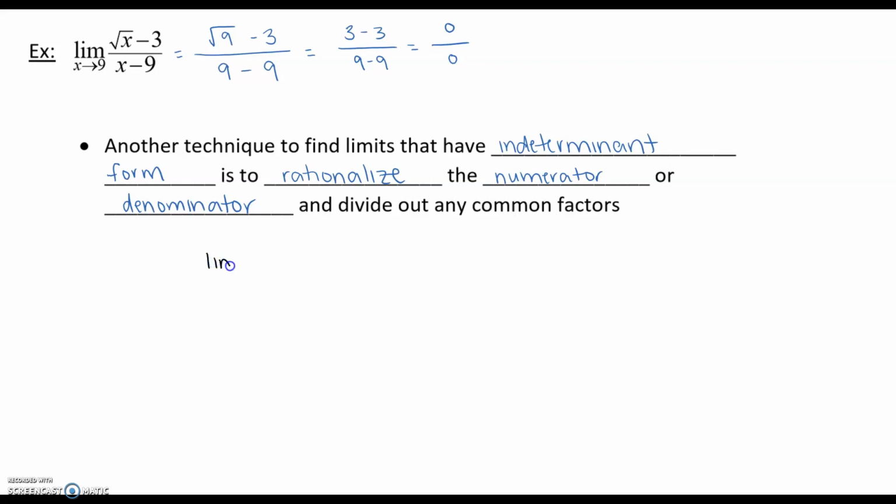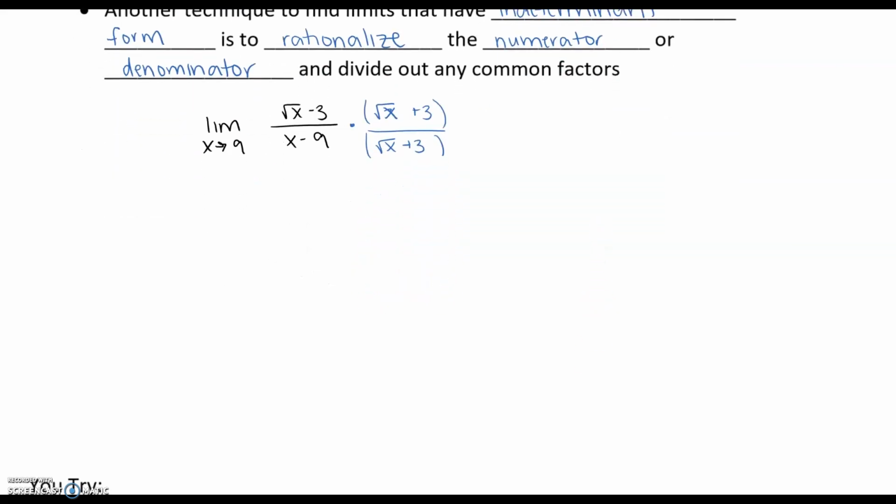I'm going to rewrite this. Okay, if we're going to rationalize, we want to multiply by the square root of x plus 3. Remember, we're changing the sign. And the idea of rationalizing is so that we get rid of that radical in the numerator.